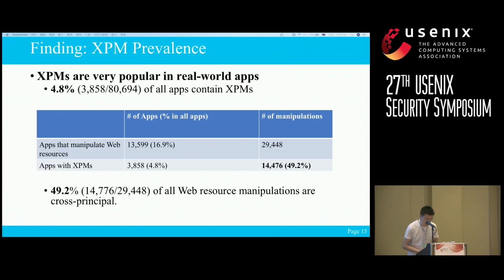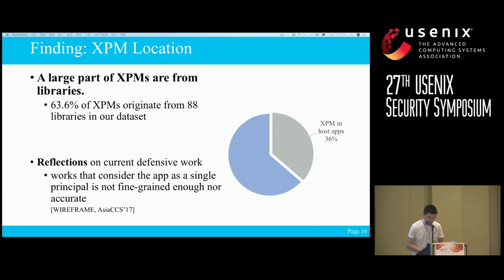Okay, we then share some findings and insights from our empirical study. First, we studied the prevalence of XPM, and we found that XPMs are really very popular in real-world applications. About 5% of all apps contain XPMs, and we listed the details in the table, and we can find that nearly half of all web resource manipulations are actually cross-principal. We then studied the location of XPMs, and we found that a large part of XPMs are from libraries. More than 63% of XPMs originate from 88 libraries in our dataset.